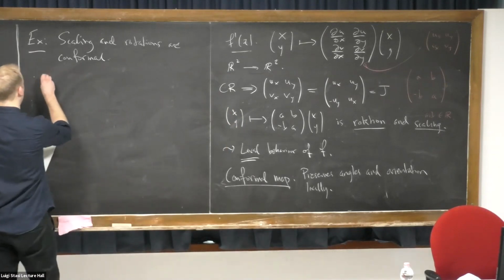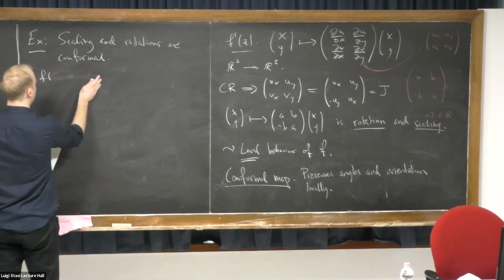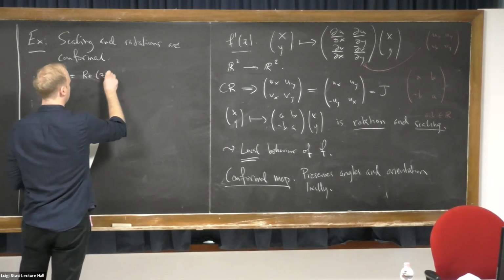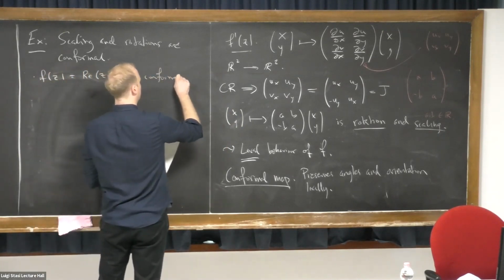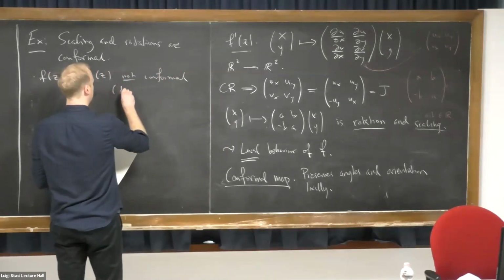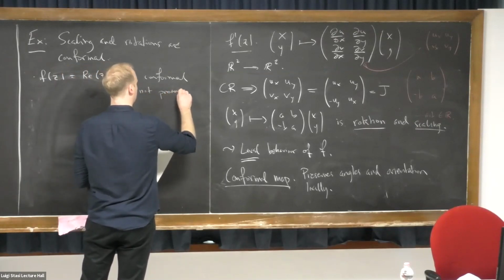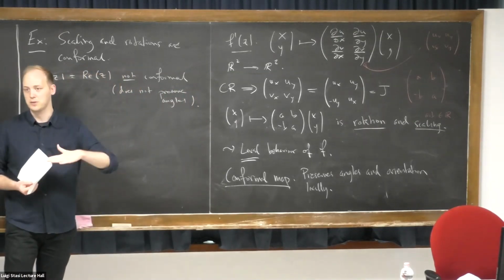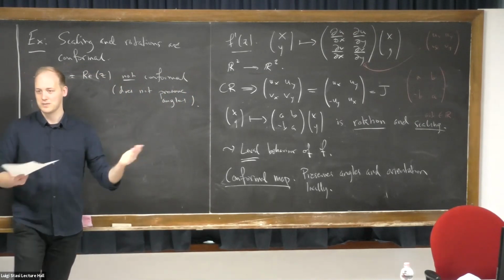If I write it like that, f of z is equal to the real part of z, it is obviously not conformal, as it does not preserve angles. Since, of course, it maps the imaginary axis onto the real axis and it maps the real axis onto itself, so this 90-degree angle becomes zero.